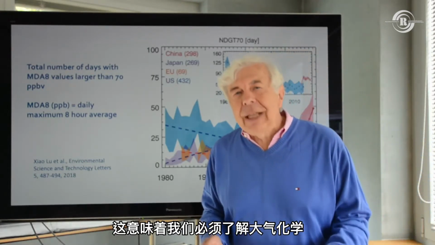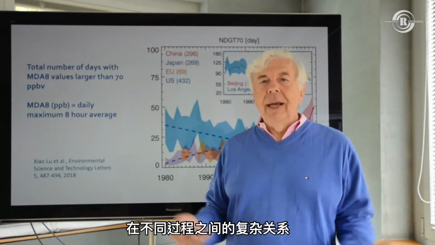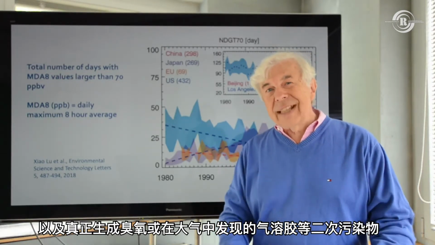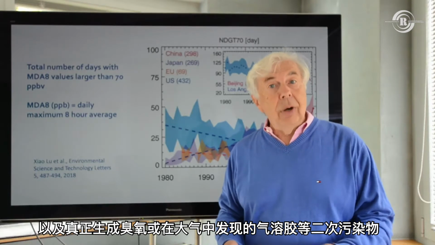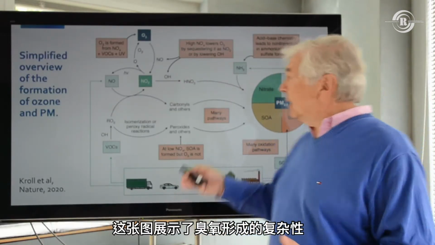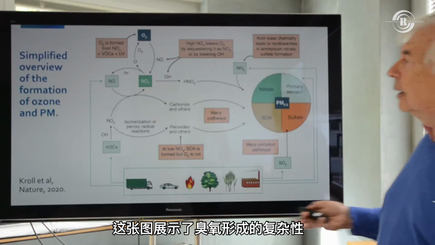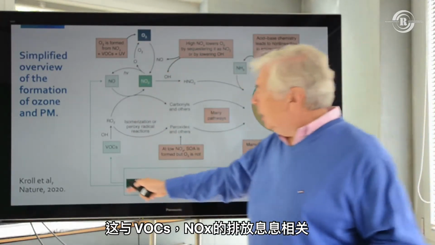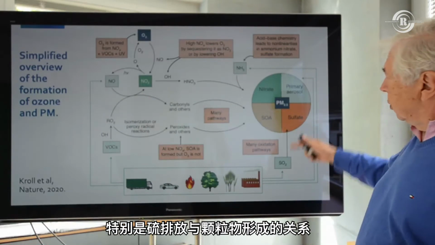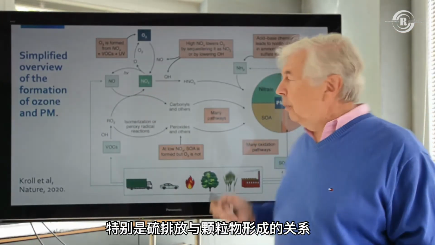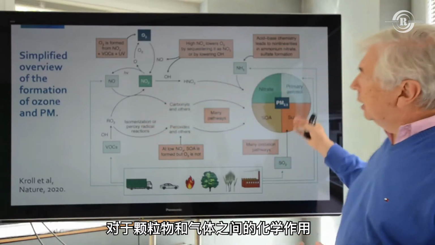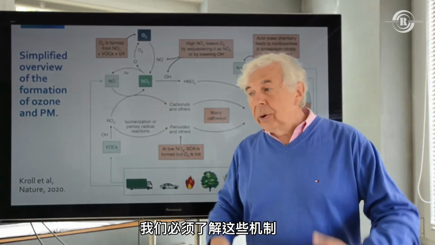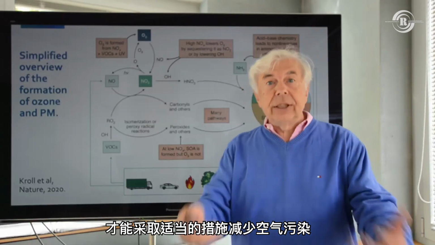So that means that we have to understand the complexity of the chemistry, the relation between different processes, and what really drives the presence of secondary pollutants like ozone or some of the aerosols that we find in the atmosphere. And this graph here shows you this complexity and the mechanisms that lead to the formation of ozone that are of course associated with the emission of VOC, of NOx, but also of sulfur, in particular in the formation of particles. But there are interactions between the particles and the gas phase chemistry, and we have to understand all these mechanisms in order to be able to take the appropriate measures to reduce air pollution.